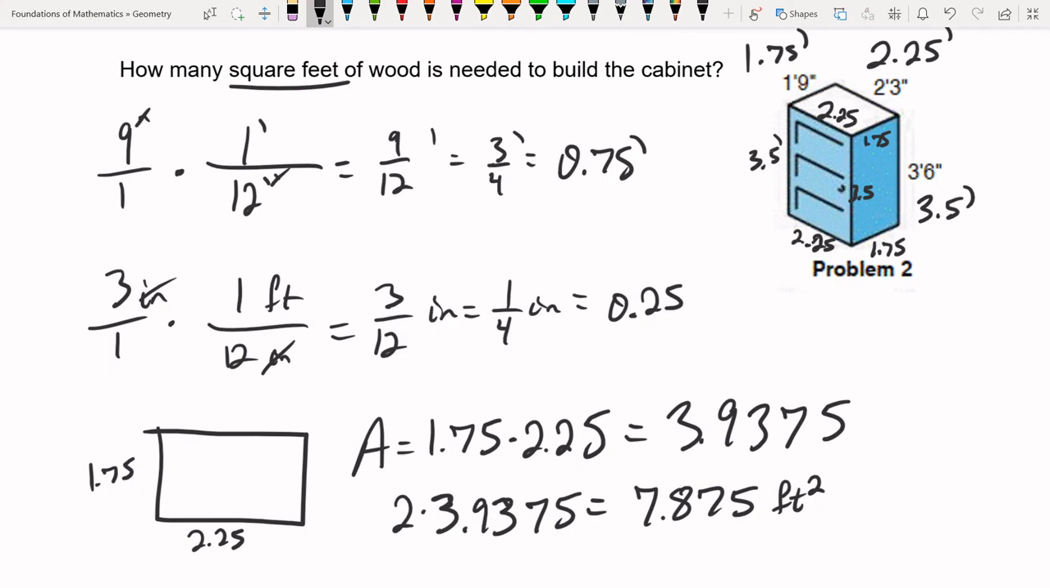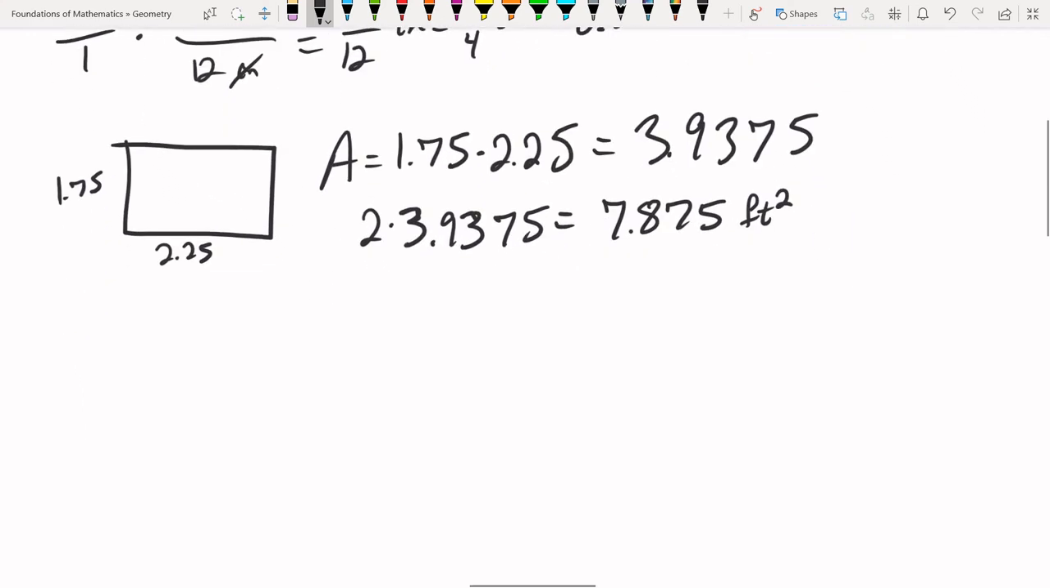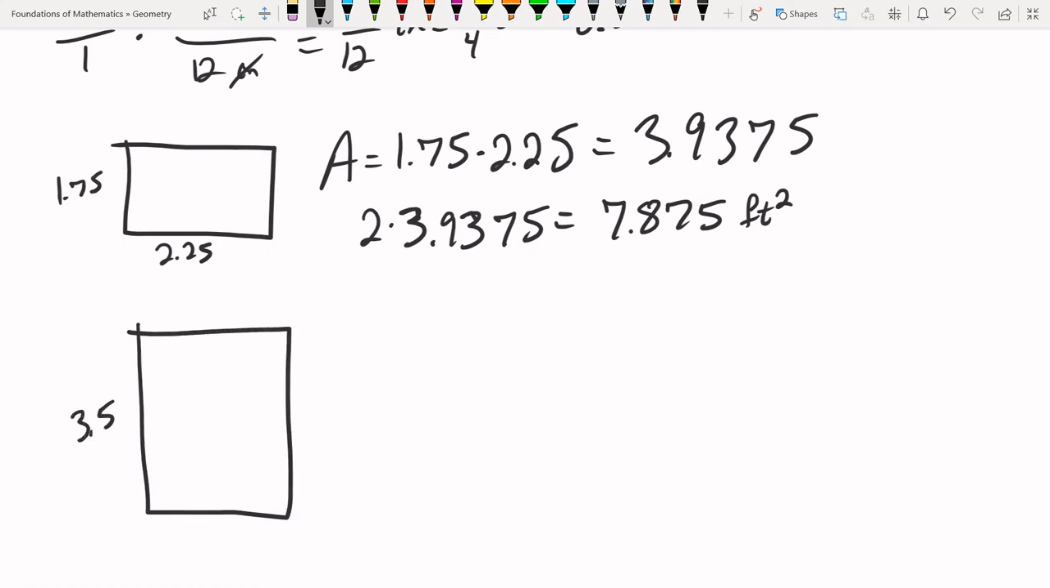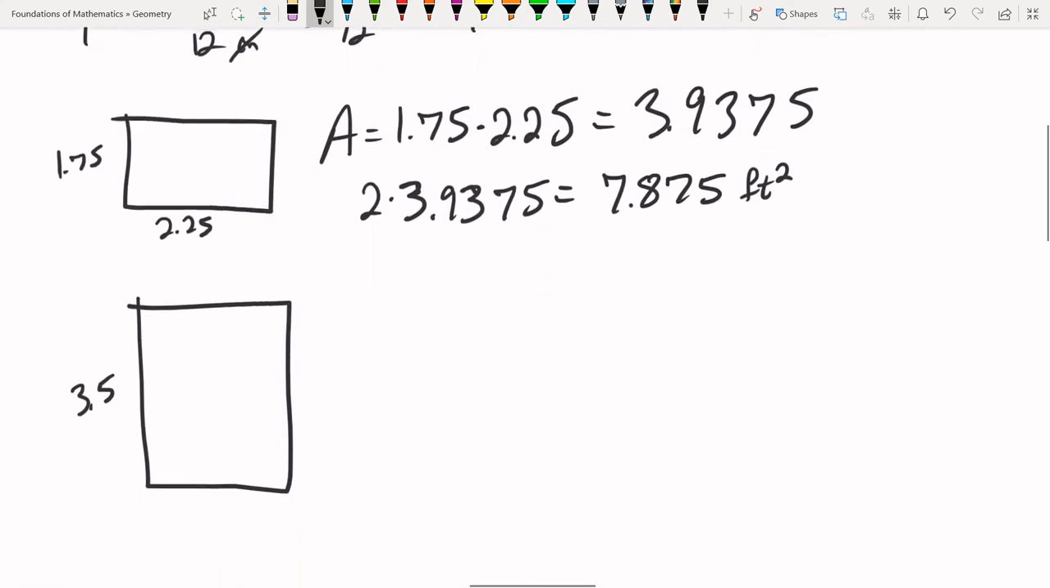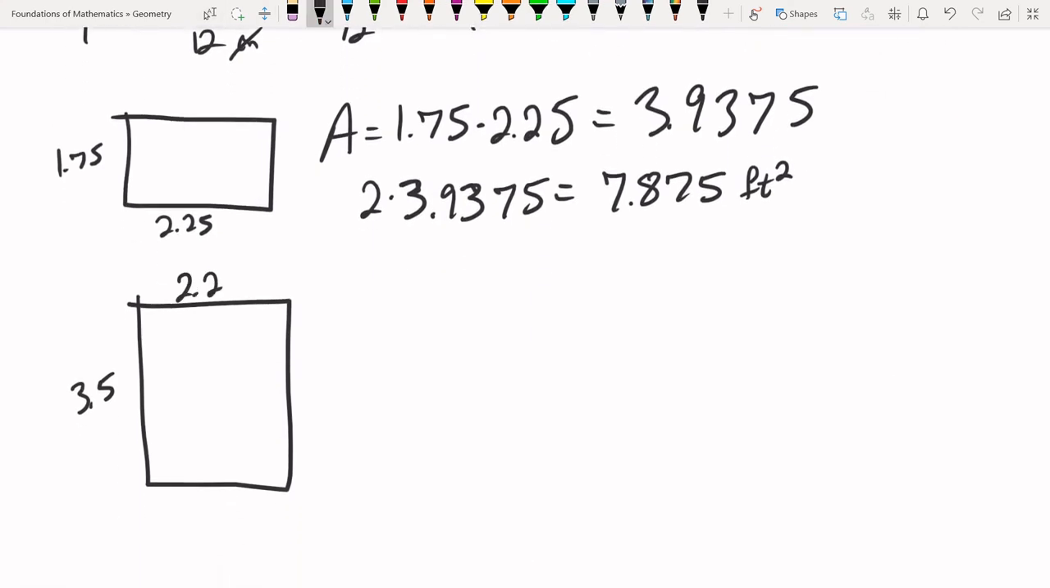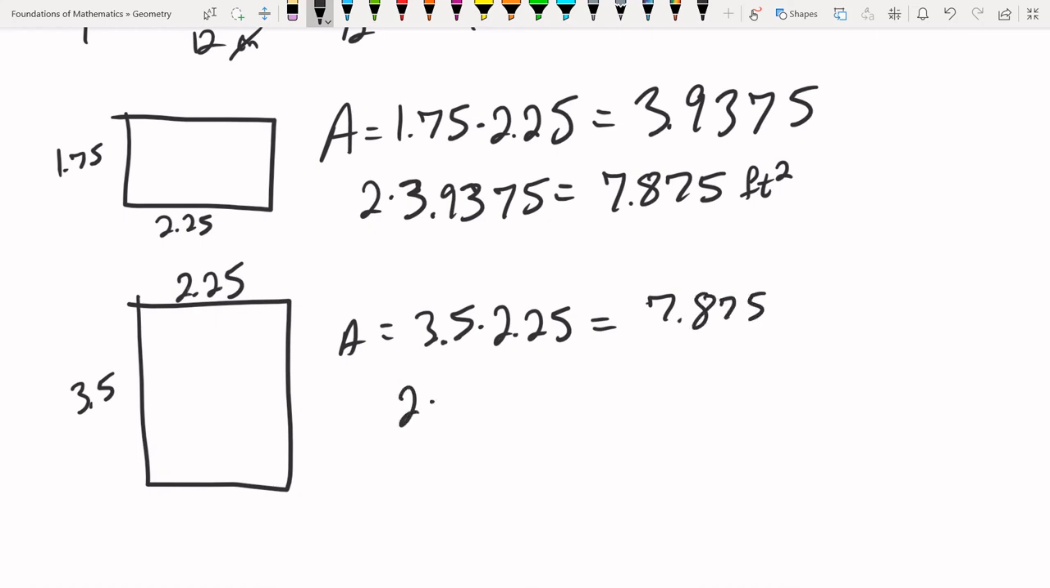Okay, the front and the back are both the same. They're going to be tall, like this. It's 3.5 by 2.25. So the area equals base times height, which gives me 7.875, and we have two of them.